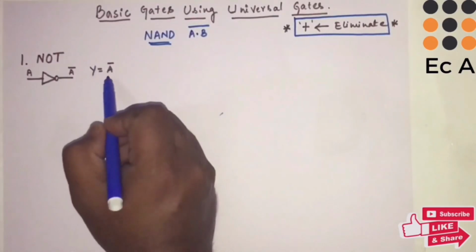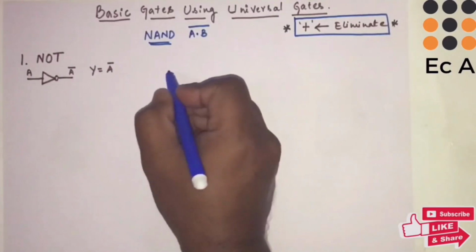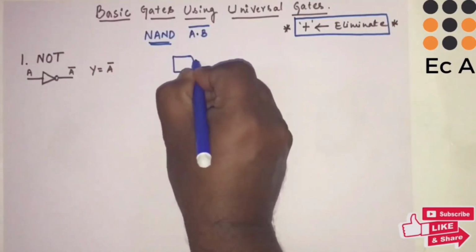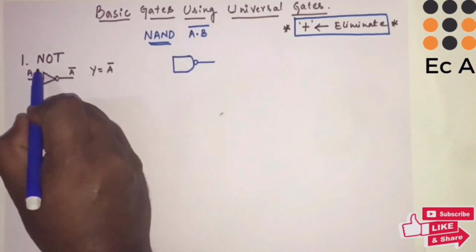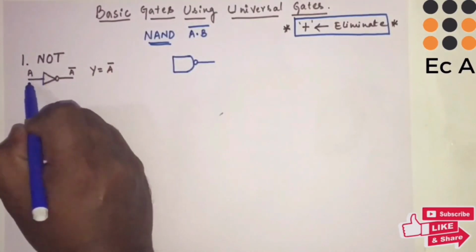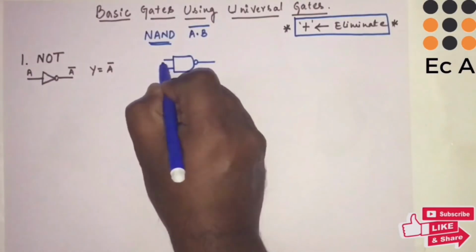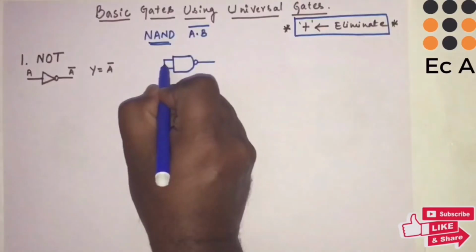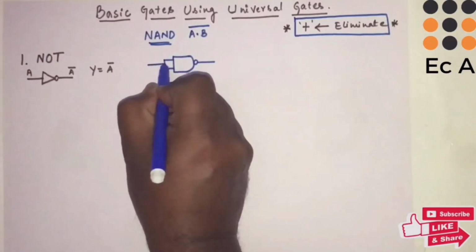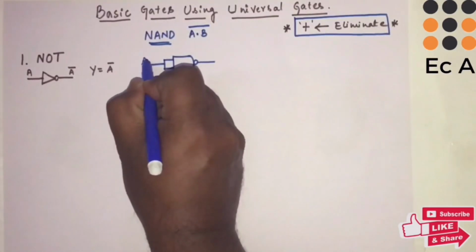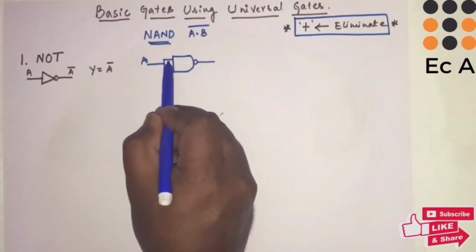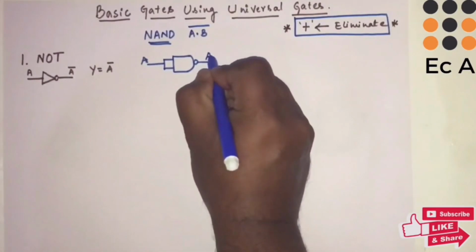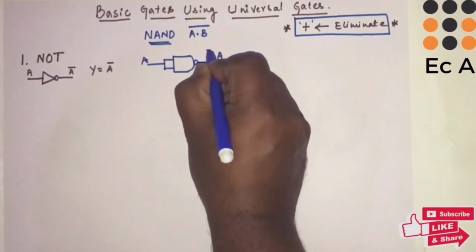Now let us implement this expression using NAND gate. So let us take a NAND gate. We know NOT gate has only one input, so that's why we'll short the two inputs of the NAND gate and make that one input, and we'll give input as A. For both the terminals, input is A, so output will be (A dot A) whole bar.